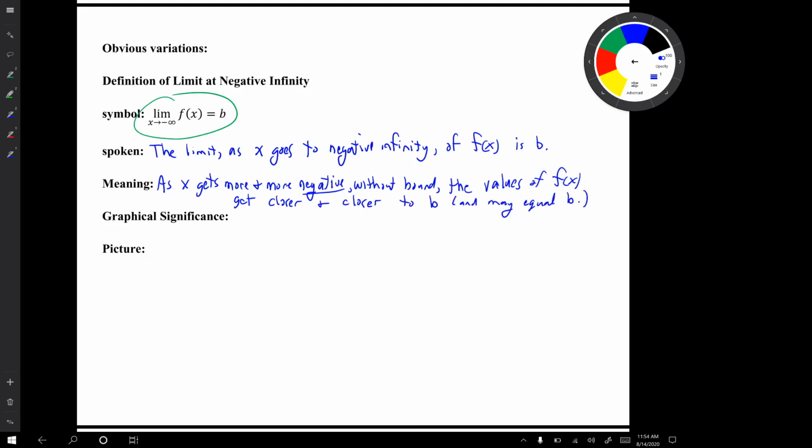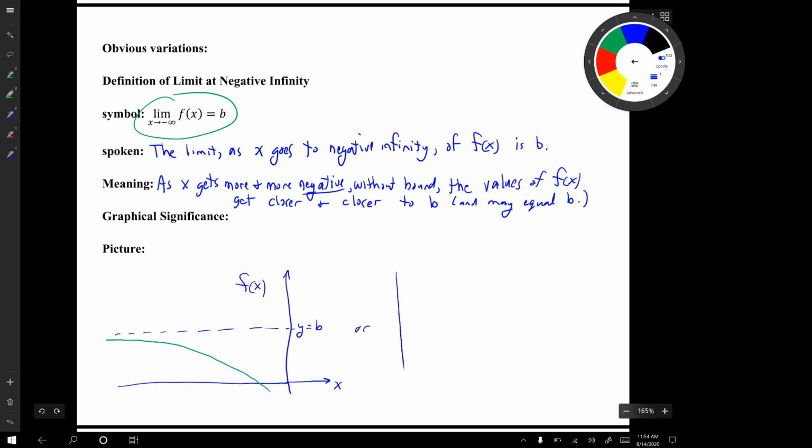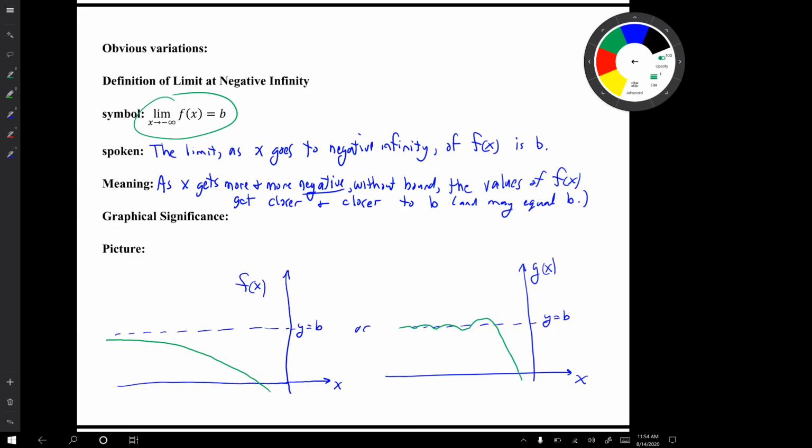So that's the meaning. Let me draw a picture of this kind of behavior. So there are two pictures of functions that have this kind of limit behavior, and we can see that we would call this an asymptote, a horizontal asymptote, on the left. So the graph of f or g has a horizontal asymptote with equation y equals b on the left.